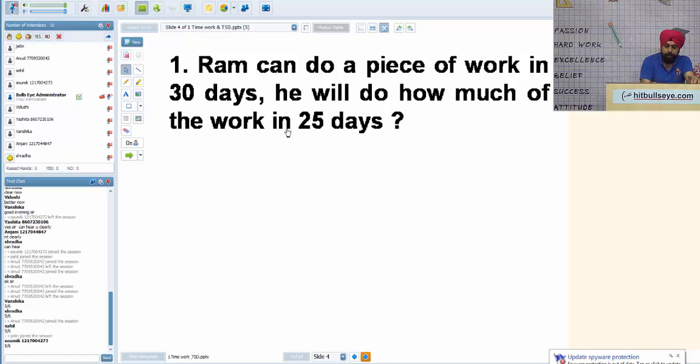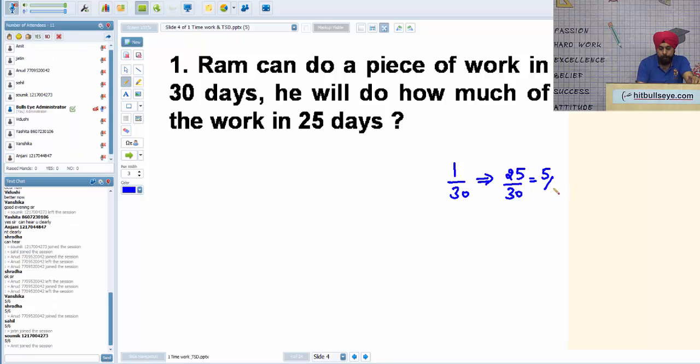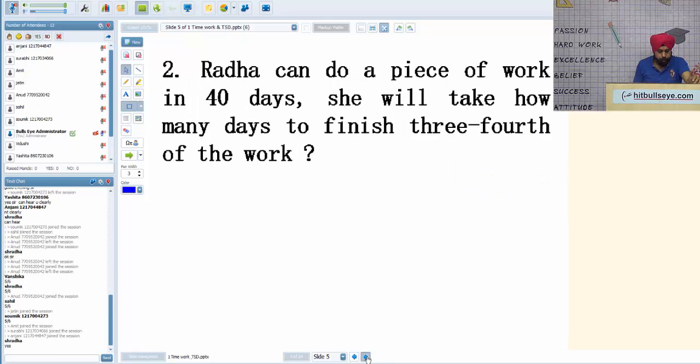So as we know that Ram can do a piece of work in 30 days. So that means in one day he will be doing 1/30th of the work. So in 25 days he will do 25/30th of the work, which after cancelling with 5 becomes 5/6. So 5/6 becomes the answer to the question. Right, students? You all are clear? It's a simple question that way. So we are moving on.